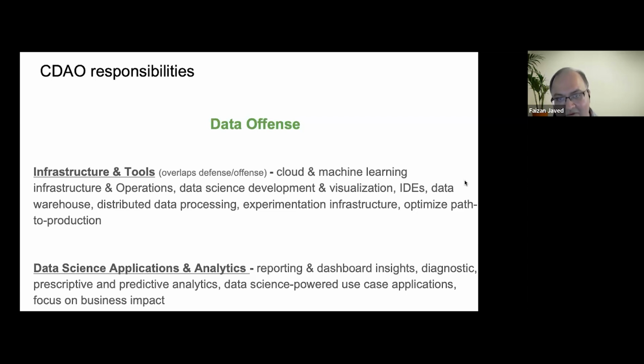And then the second half of data offense is building the actual applications powered by machine learning, data science, and analytics. Here's where you have the reporting dashboards, the diagnostic and the predictive analytics, and all the machine learning capabilities, right? This is where the real value add comes into play, the business impact, and so forth. So this is the end goal of the entire cycle. But as I said, it's being split across data defense and then offense, right?